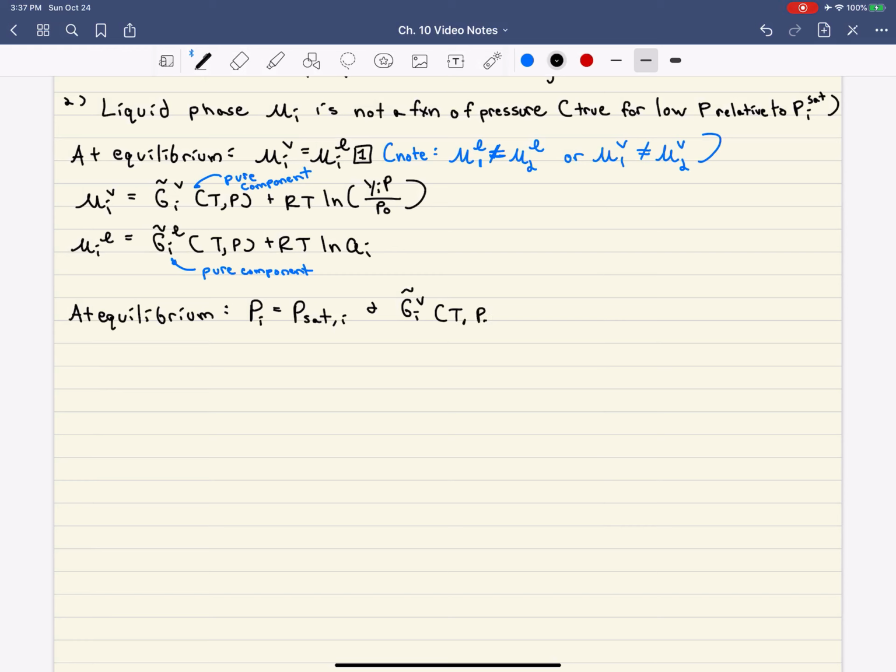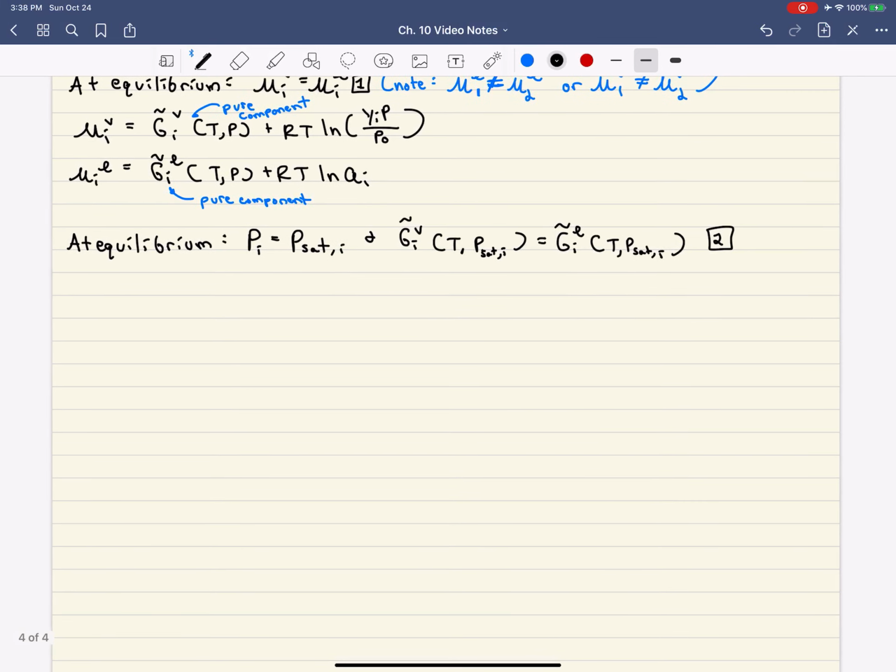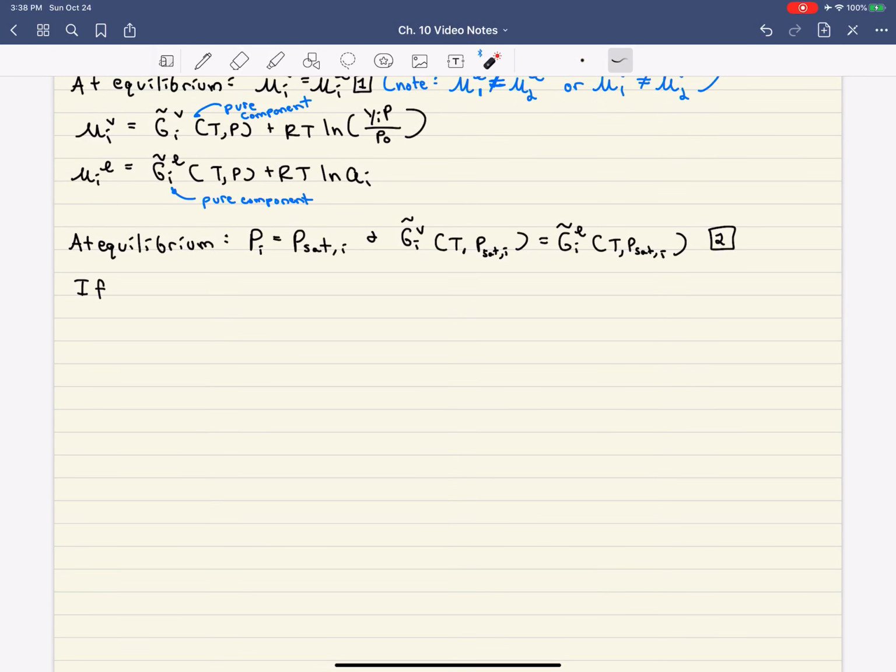Okay? All right. And then the pure component molar Gibbs energies have to be equal to one another as well for the vapor and the liquid. Okay? And so those are the equilibrium criteria. And then what I'll do is for our reference pressure, I'm going to set it equal to the saturation pressure for species I.